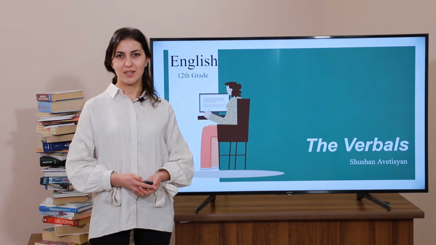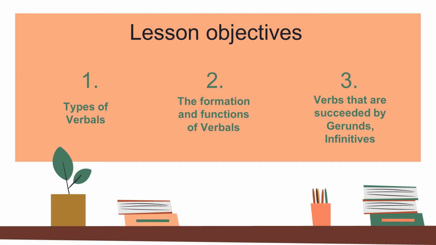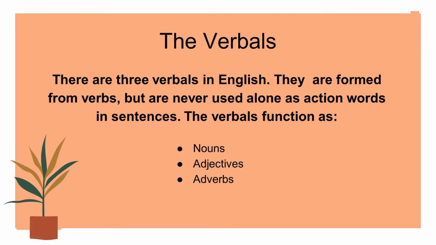For today's lesson, we will learn the types of verbals, their formation and functions, and some verbs that are always succeeded only by gerund or by infinitive. Now let's see what the verbals are. There are 3 verbals in English. They are formed from verbs but are never used alone as action words in sentences. The verbals function as nouns, adjectives, adverbs.